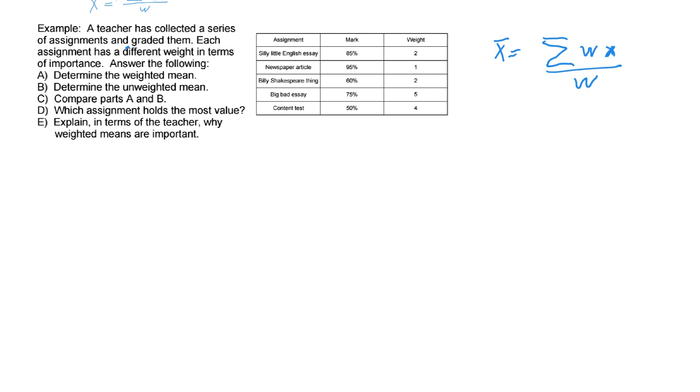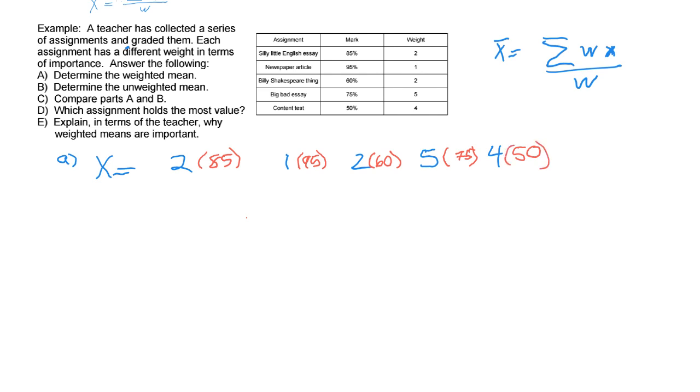In this case, for A, let's put down all the weights. The weights are 2, 1, 2, 5, and 4. For each one of those weights, we have a certain percentage attached to it. We have 85% for the first one, then 95% for the second, 60, 75, and then 50.